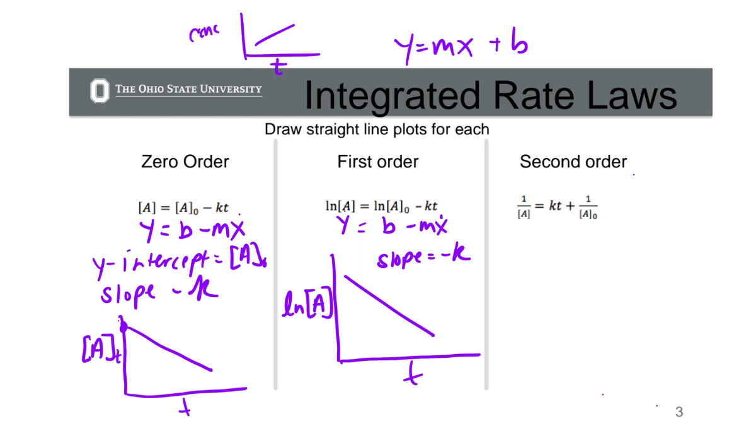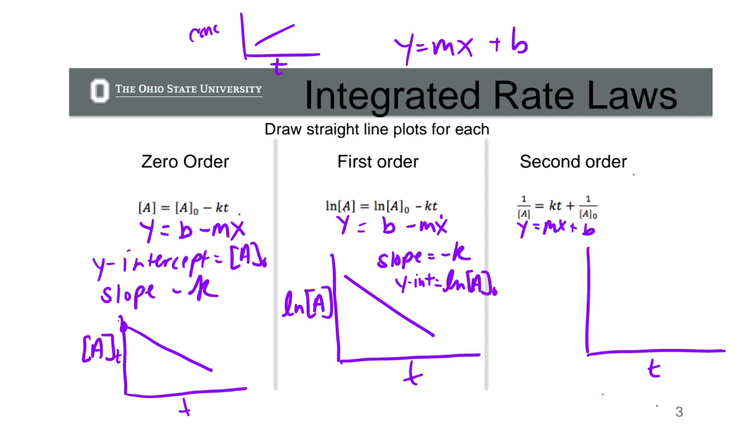Again, a negative slope. The y-intercept is going to be natural log of A sub 0. Okay? So why am I going through all of this stuff? You can use a plot of kinetic data to determine if a reaction is first order, second order, or 0 order. So that's where this is coming from.